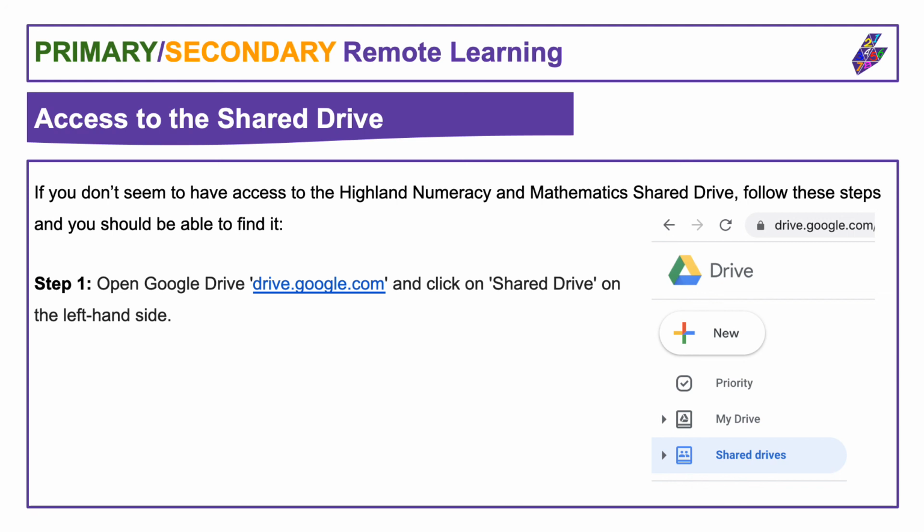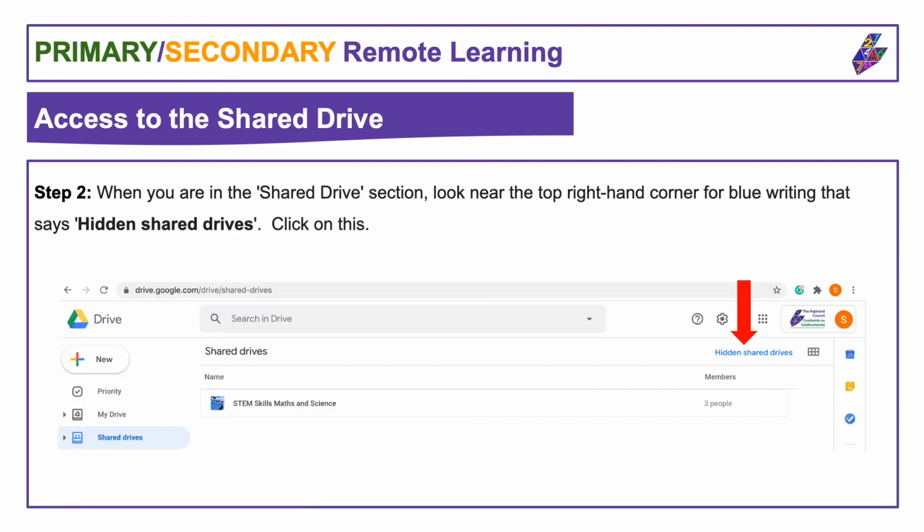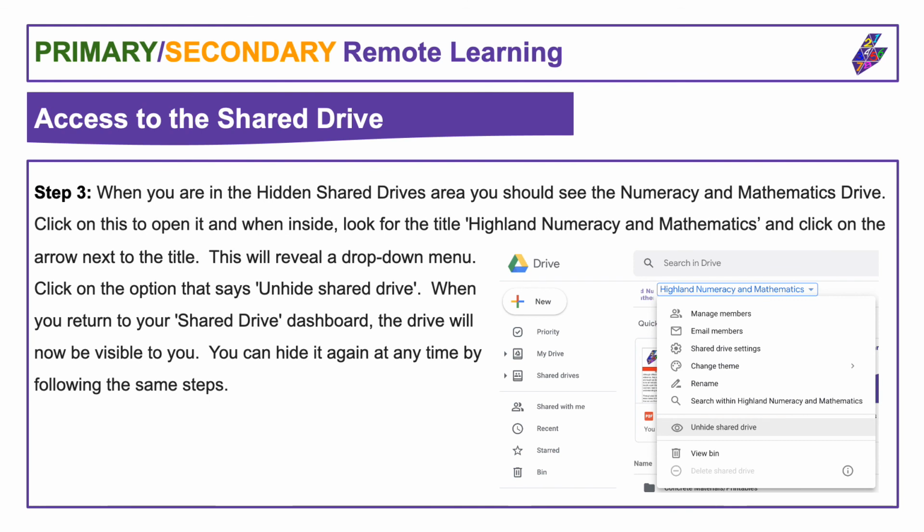If it's not there, then step 2, when you're in the shared drive section, look near the top right hand corner for some blue writing that says hidden shared drives. So you can see that with the red arrow pointing at it there. So click on that. And then when you're in the hidden shared drives area, you should see the Numeracy and Mathematics drive. Click on this to open it.